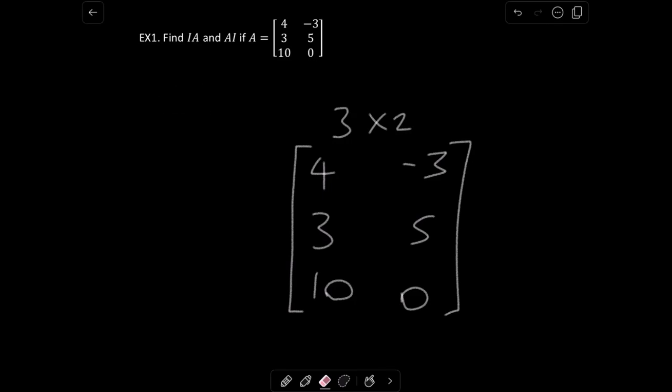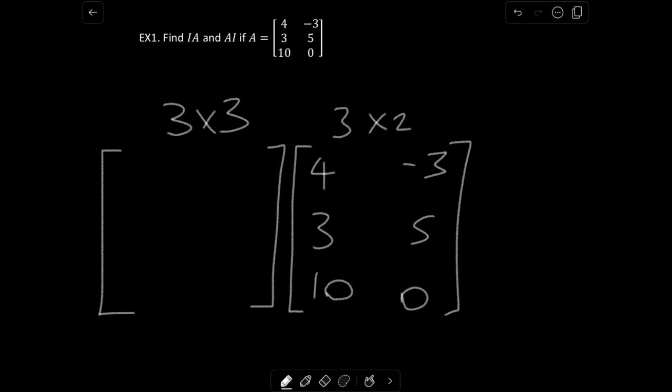So to get a suitable dimension, the I matrix needs to be 3 by 3. This 3 has to match with that, and because the I matrix is square, that obviously also has to be 3. So we're going to use an I3 matrix. So the I3 matrix looks like this. It's 1, 1, 1. That's its main diagonal. All the other entries are going to be 0.